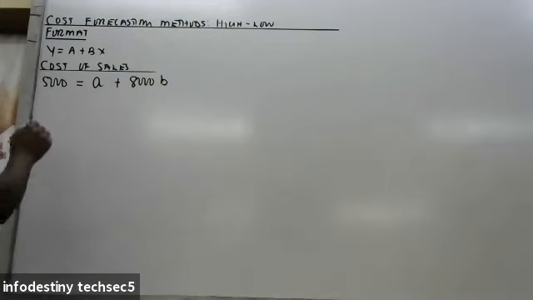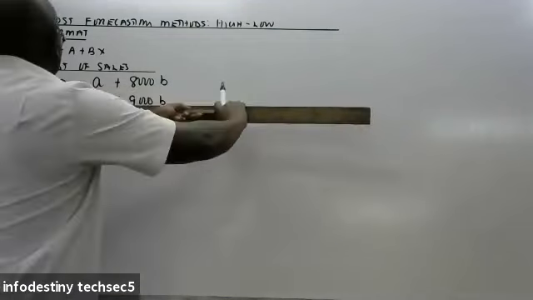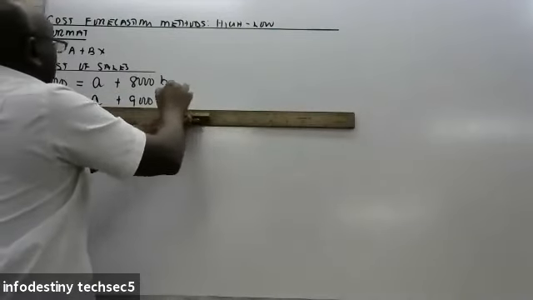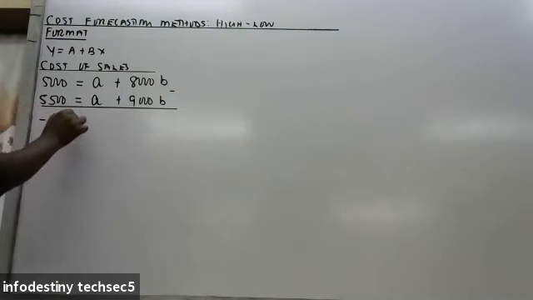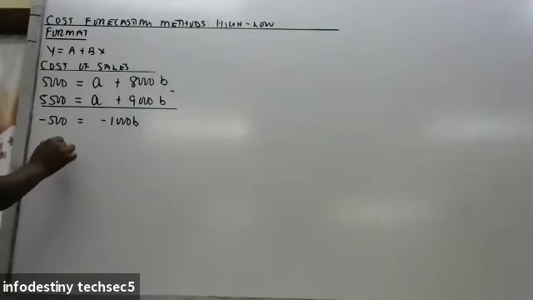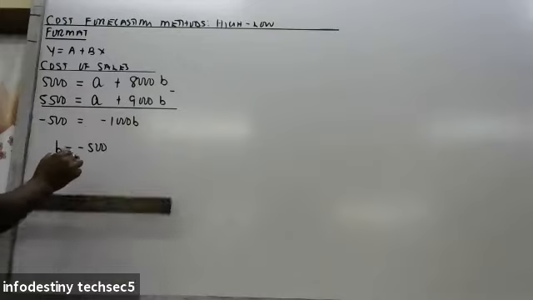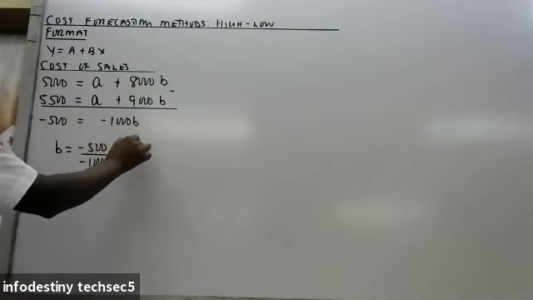And then this other one, 5,500 is equal to A plus 9,000 B. So you solve here by subtracting. When you subtract, you are left with minus 500 being equal to minus 1,000 B. And from there, B is minus 500 divided by minus 1,000, and this is 0.5.